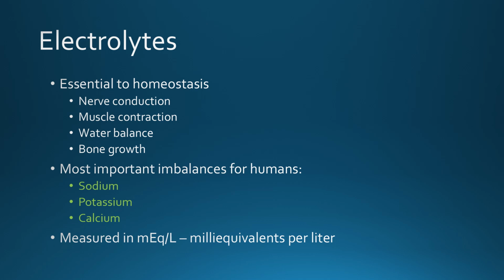Keeping all of its fluids where they're supposed to be, pH where it's supposed to be, oxygen where it's supposed to be, excretion like it's supposed to be. So again, we're homeostatic creatures, and the electrolytes are part of that system. They're primarily responsible for a lot of nerve and muscle contraction, water balance, and bone growth. The most important imbalances for humans are related to sodium, potassium, and calcium.